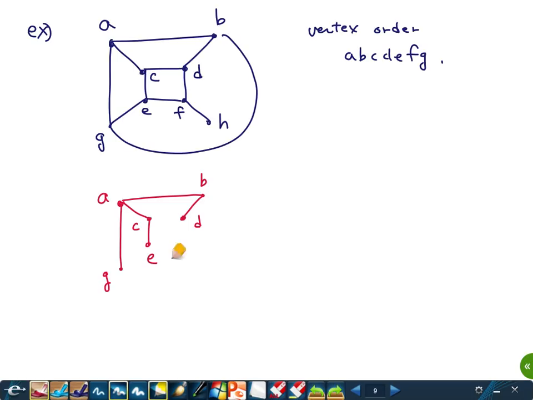From there, which one comes first? D comes earlier than E. Neighbors of D are C and F, but C has already been used, so F. And E has neighbors G and F, but they have been used, so you don't do anything. Now the third layer has only one element, F. From F, the neighbors are E and H, but E has been used, so it's H. And this is it. We found all vertices. It's a spanning tree. This is the result of the breadth first search. Of course, if you change the ordering, you will get a different tree. It depends on the ordering.